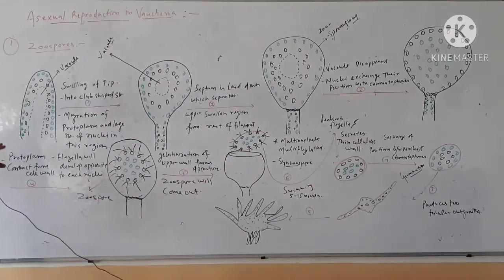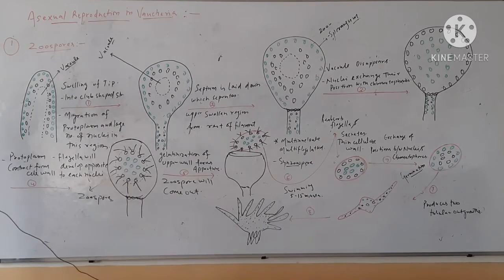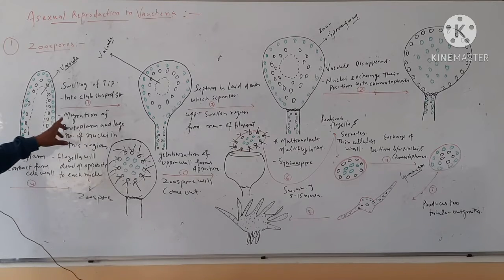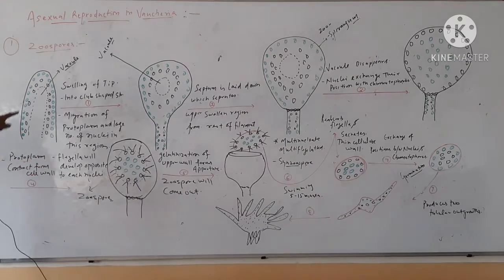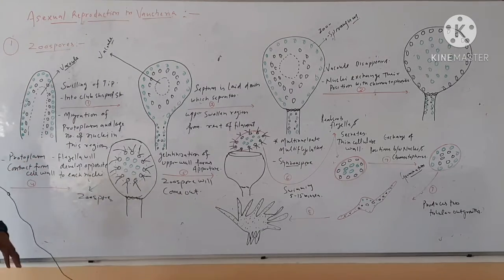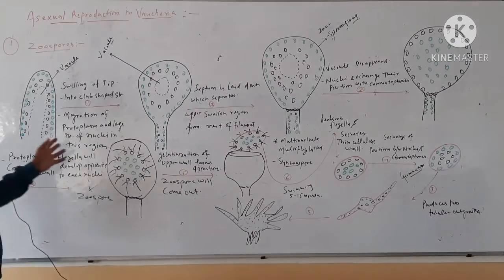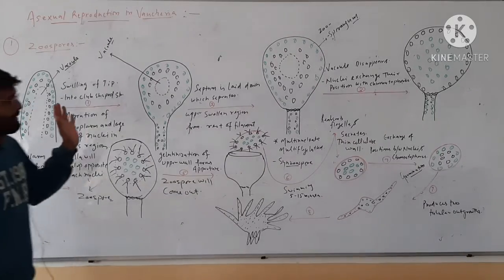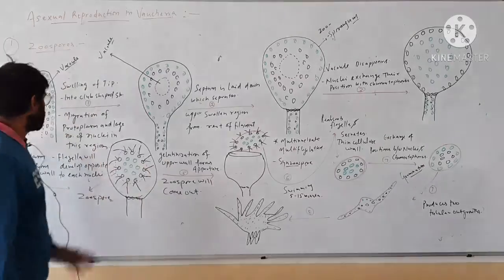So this is a normal filament of a thallus of Vaucheria. You can see in a normal filament, in the center there is a big vacuole, and around this vacuole there are a large number of nuclei, and at the periphery there are a large number of chromatophores in which photosynthetic pigments are there. So we will discuss how zoospores are formed by a stepwise process.